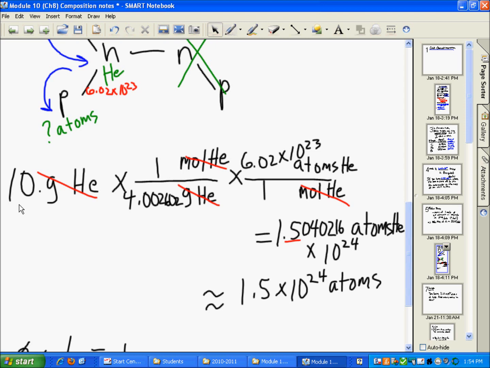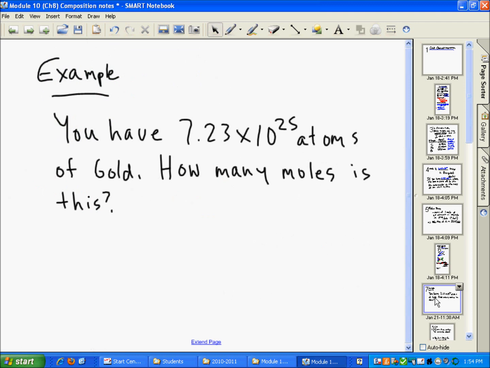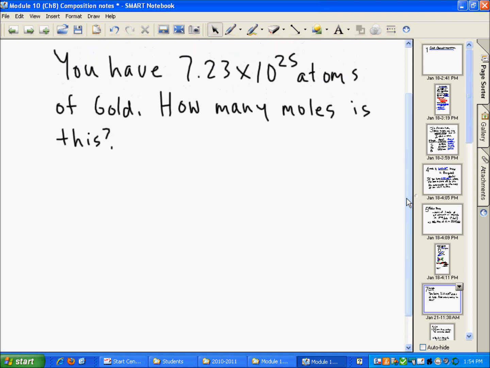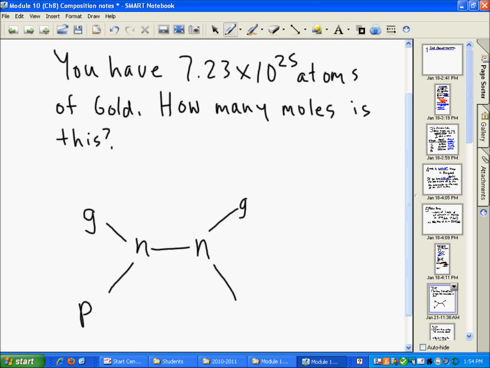Okay, so now that we've done that one, here's another. So let's practice this one. What we're going to do first is a mole map. So we do GNP. So that's our mole map. To remember the mole map, all you need to remember are 3 letters, GNP. And remember grams, moles, particles.